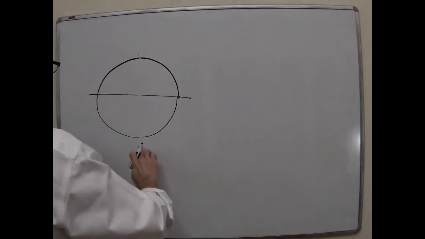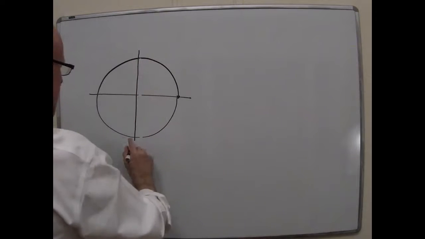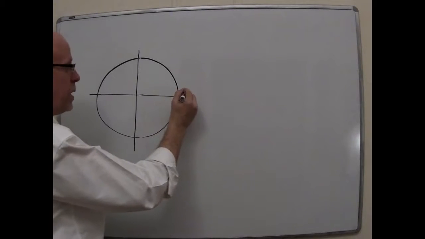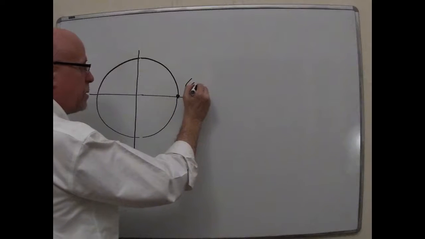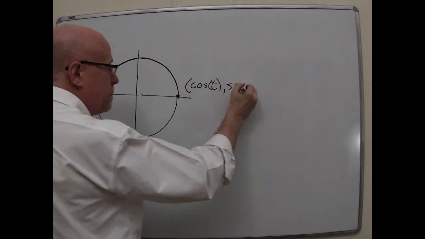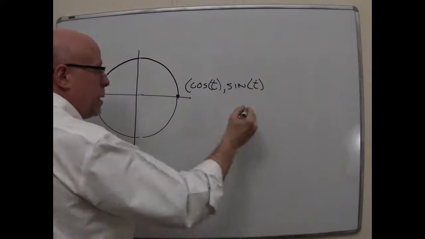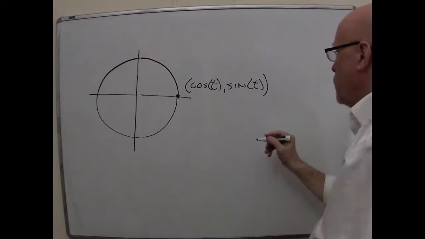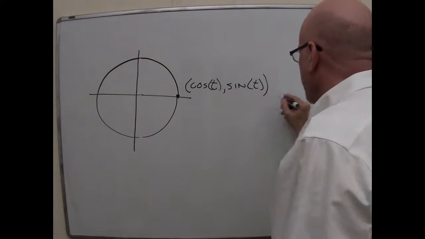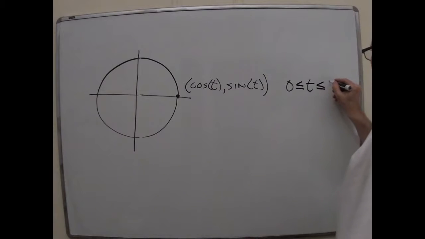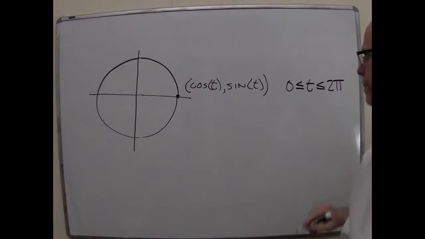But let's try to get the y-axis more. It's still not very good. But anyway, so the point in motion starts here, and its coordinates are the cosine and the sine of your parameter. And so those are the coordinates, and the parameter runs over the gamut from 0 to 2 pi. So t is between 0 and 2 pi.